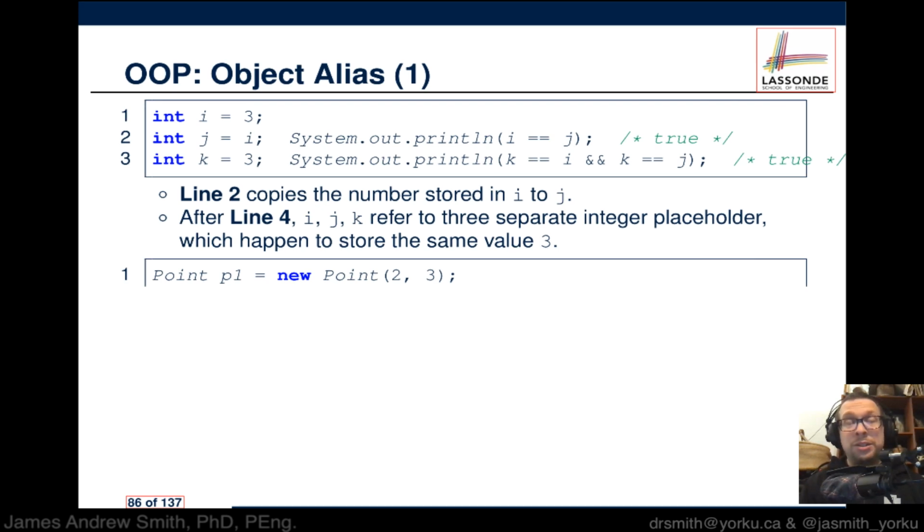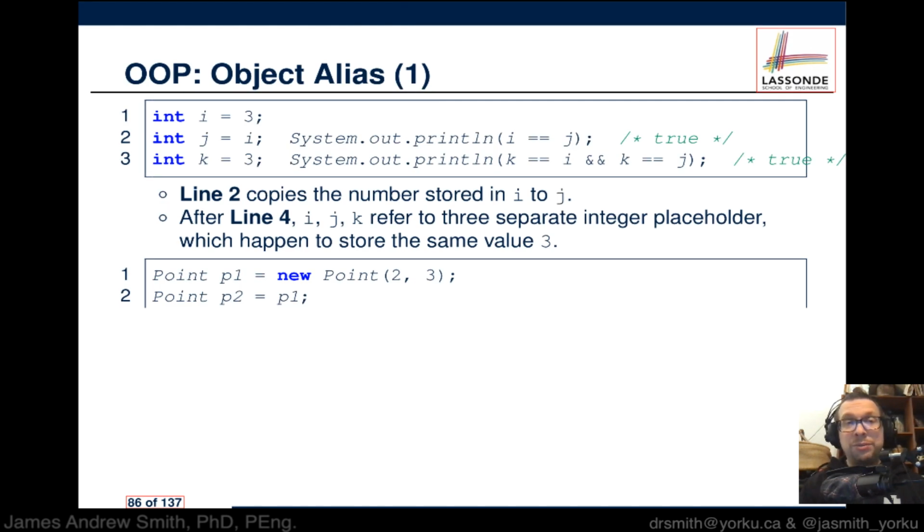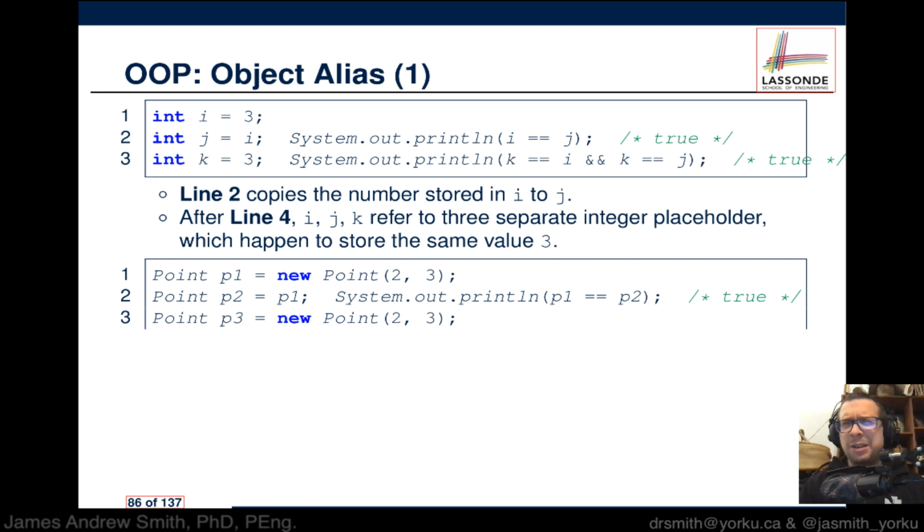Now, let's try something with objects here. So I say Point p1, so this is a new object, the p1 object. It's being given x and y values of 2 and 3. Now I say p2 is equal to p1, so I'm saying I've got an object p1, and I want to make p2, the object p2, the same as p1. All right? Now, if I do a System.out.println, p1 is equal to p2, it'll say that it's true, okay, that p1 and p2 are the same. They're not just the same values, they're the same objects. It's kind of weird, right?